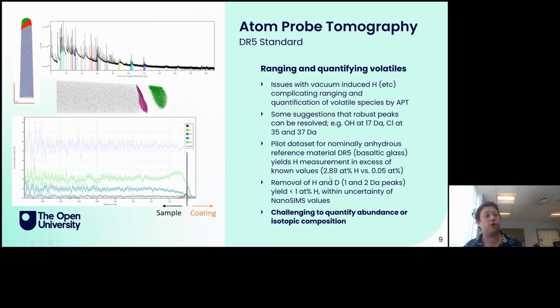Initially, we were getting about 2.9 atomic percent hydrogen when it should be about 0.05. A lot of that was coming from these really weird 1 and 2 Dalton peaks, the pure hydrogen and deuterium. A lot of that will just be noise in the atom probe vacuum chamber. So still, we can be confident that this is a real relative distribution within that sample. So we can use this relative distribution, even if not for hard numbers.